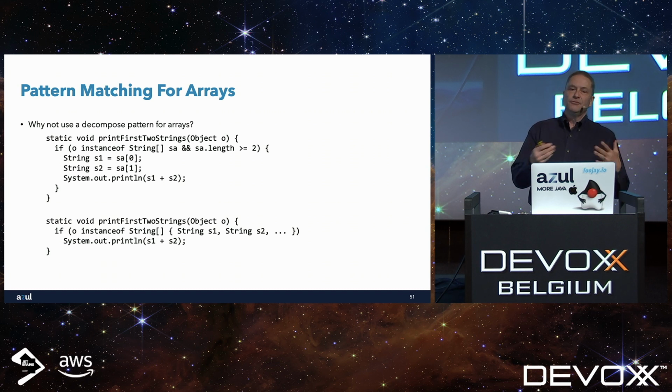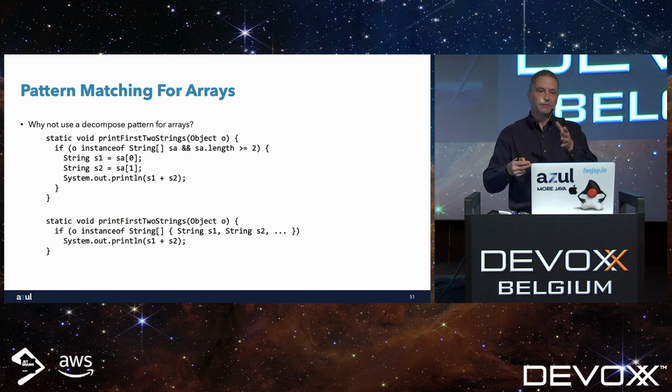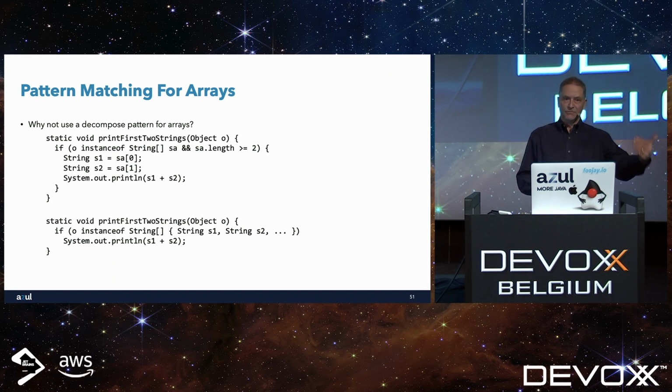The idea is that you could then actually apply a deconstruction pattern to that. So you could say if o instanceof String, then you could say String s1, String s2, use the ellipsis to indicate that you're using varargs, so there could be any number of elements after that, but there must be at least 2. Then you would print out the concatenation of s1 plus s2.